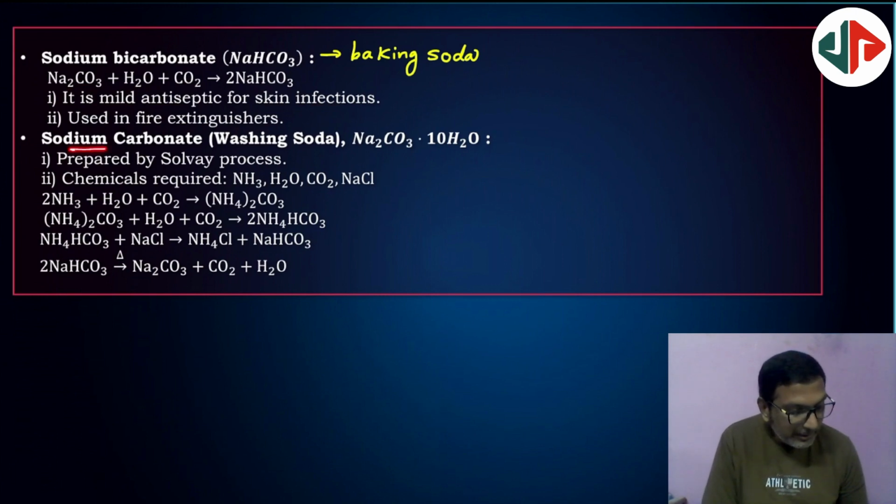Next, sodium carbonate. Commonly, it is known as washing soda, Na2CO3.10H2O. It can be prepared by the Solvay process. Solvay process steps. First, ammonia solution. When CO2 is passed through ammonia solution, we get ammonium carbonate. If excess CO2 is passed through ammonium carbonate solution, we get ammonium bicarbonate. This bicarbonate, when treated with NaCl common salt, gives sodium bicarbonate. Sodium bicarbonate on heating gives sodium carbonate.